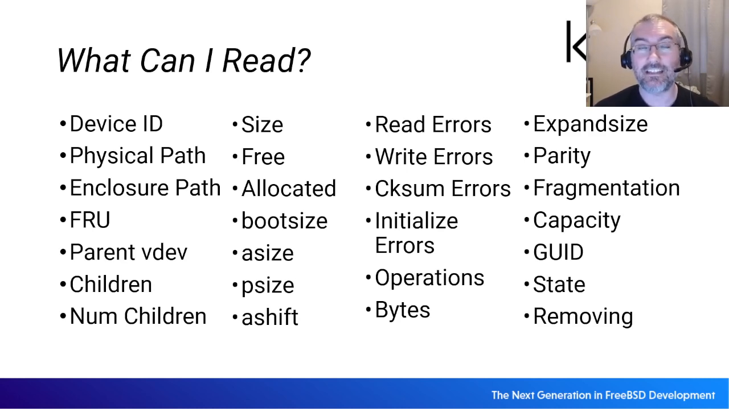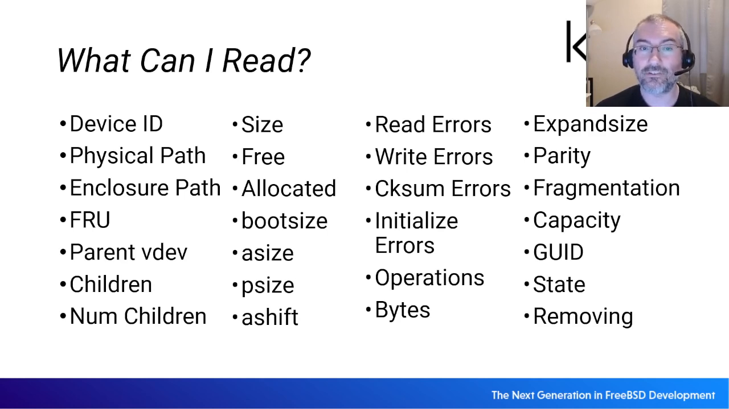The expand size: if you have a disk in a VDEV and you've replaced it with a larger disk or something, this will be how much space ZFS could grow this VDEV if you told it to with zpool online -e or by setting the auto expand property to on. The parity: if you have a RAID Z and you get the properties of the parent, the actual RAID Z whatever-dash-number VDEV, it will tell you its depth. Is it a RAID Z1, 2, or 3? You can see how fragmented each VDEV is, how much space it has, its GUID.